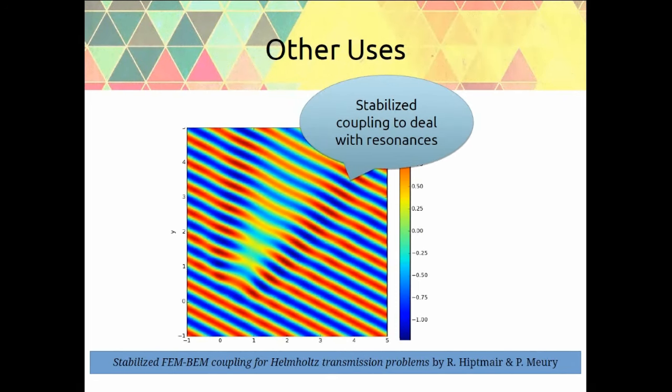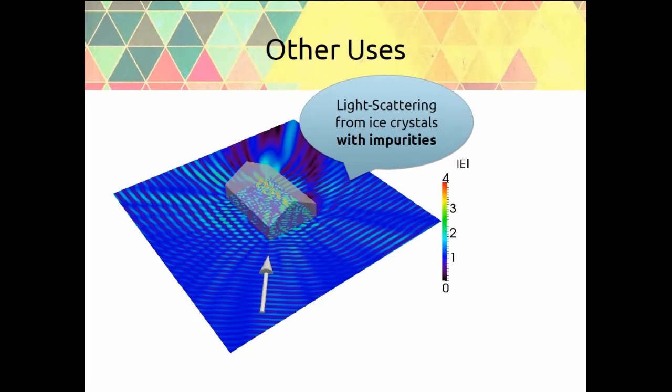Another potential use for BEM++ and FEniCS and for FEM-BEM coupling is light scattering from ice crystals. So again, this is Sam Groth's picture of just using it homogeneous inside. But if there was an impurity inside this crystal, the light scattering would be expected to be very different from this. And currently, we can't deal with this if we're doing BEM inside, so we're going to be looking at using FEM inside the ice crystal and BEM outside to deal with impure ice crystals.